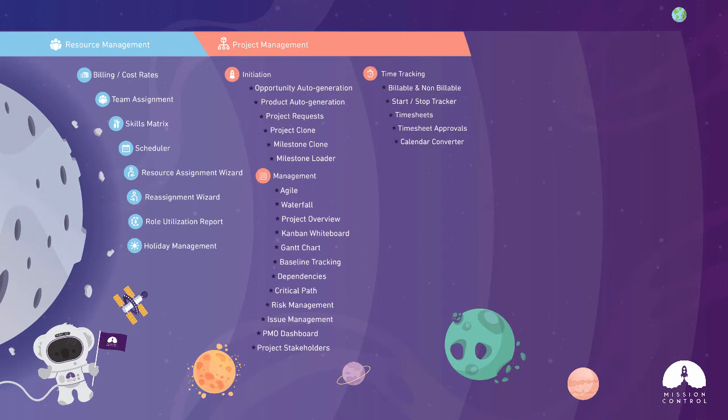From a time tracking perspective, we try to put the ability to log time wherever the user is working, so you'll find multiple ways of logging time in the system. You can keep a record of both your billable and non-billable hours, so you're getting full utilization visibility. You can use a start-stop time tracker. You can submit a weekly timesheet. We also have the ability to submit timesheets for approvals, and you can also convert your Salesforce events into time logs against your projects.